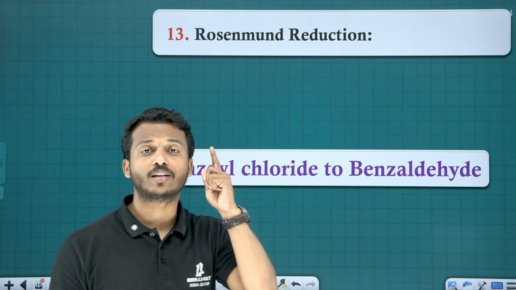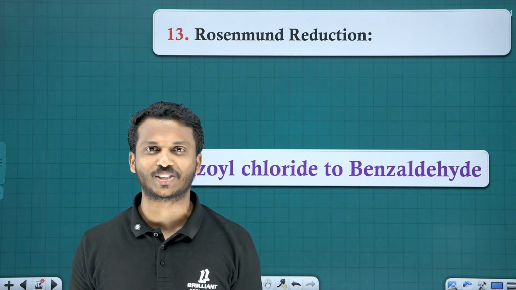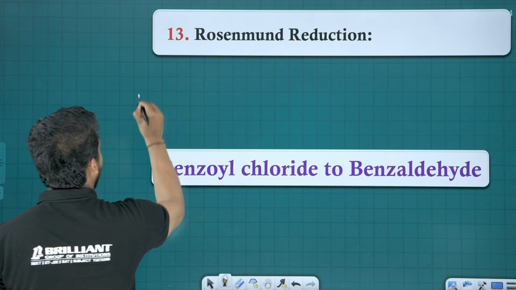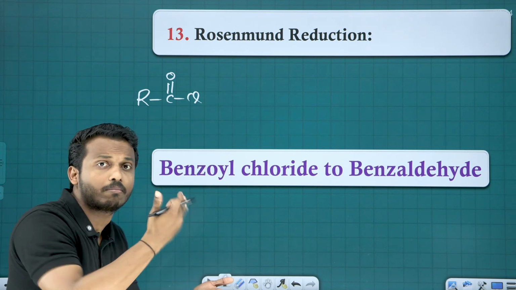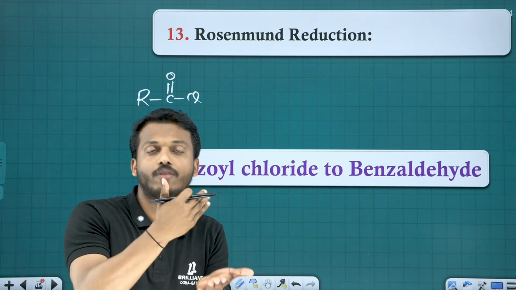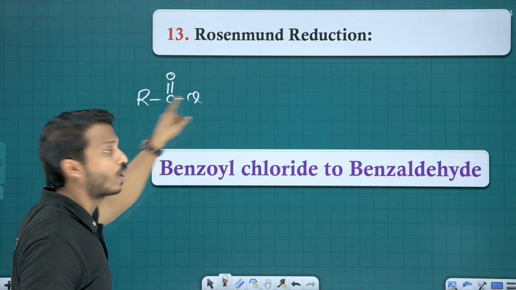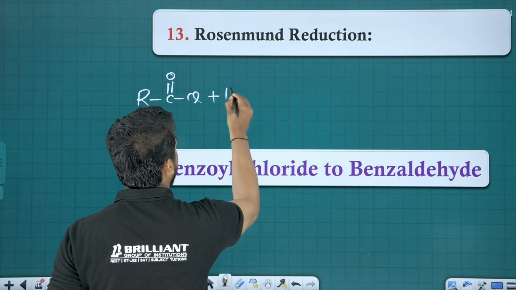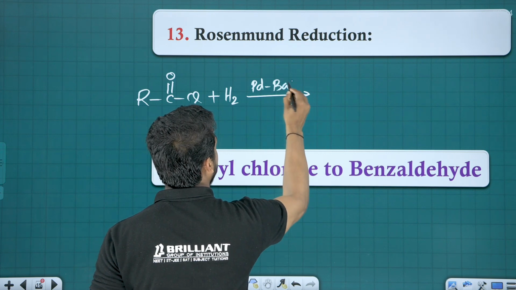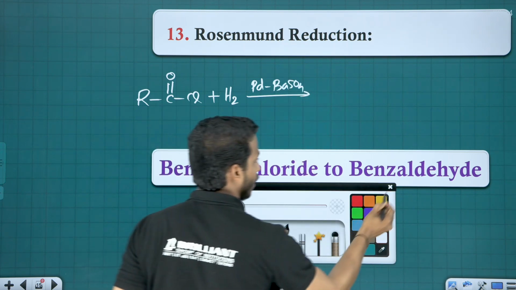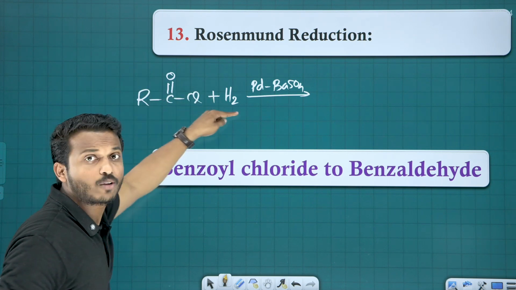It is from our chapter aldehydes, ketones and carboxylic acids: Rosenmund reduction. Simple reaction. Take an acid chloride, RCOCl. Study the starting reactant first, and the reagents. Acid chloride reacts with hydrogen in presence of the catalyst palladium and barium sulfate, a poison. So what happened?